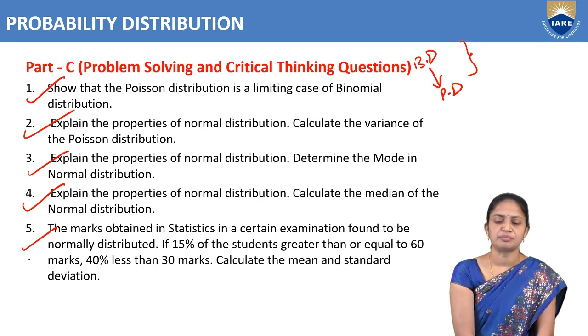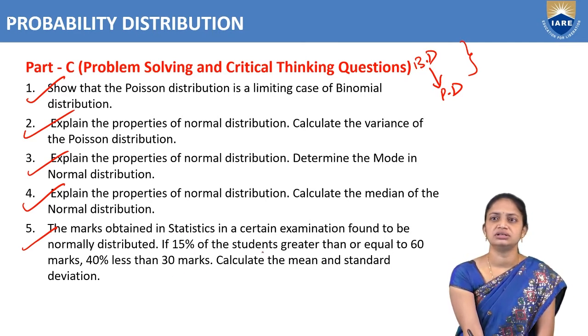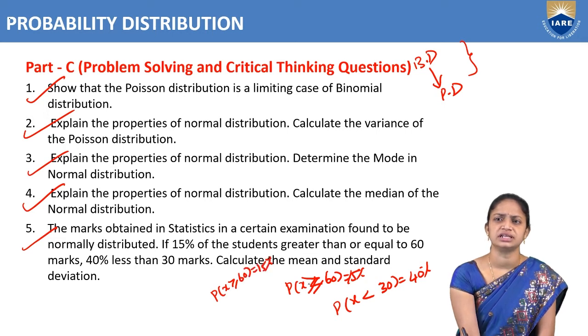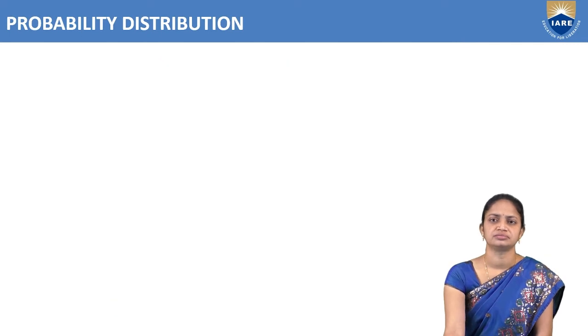And the next question is the marks obtained in statistics in a certain examination are found to be normally distributed. So here 15% of the students score greater than or equal to 60. So that means P of x greater than or equal to 60 equals 15%, and P of x less than 30 equals 40%. So here we have to use the x minus mu by sigma formula. So Z1, Z2 we have to take.